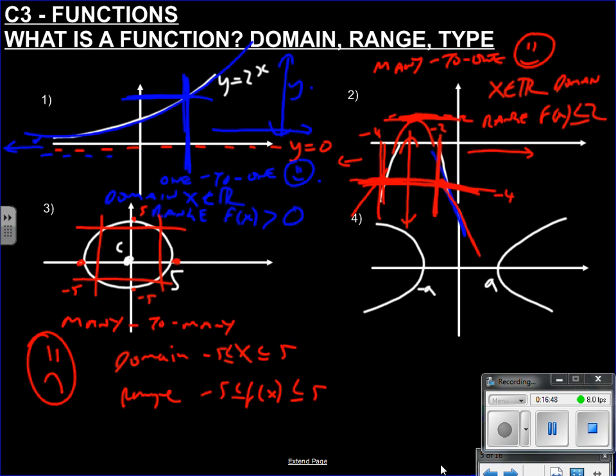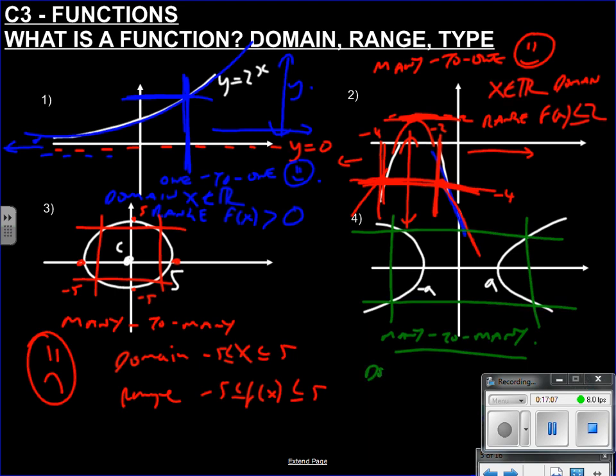And number 4, finally, is this a function? And what kind of thing is it? Well, let's have a look. Many values of x give many values of y. This is a many to many. Okay. And what's its domain? So therefore it's not a function. What's its domain? What values of x can it take? Well, you can see that from here and here, all these values beyond a, including a, are included. And same here, less than or equal to -a are included, but anything in between is not included.